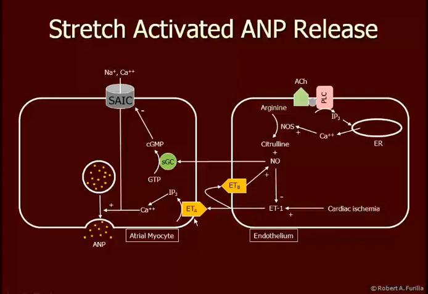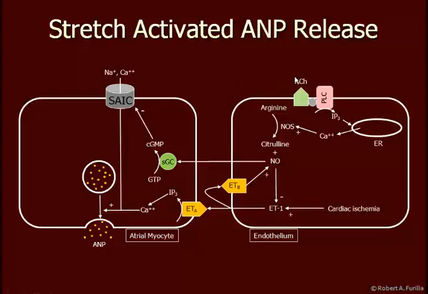Endothelin-1 stimulates an endothelin receptor, and this is a G-protein coupled receptor. I'm only showing it as a big block. IP3 then stimulates calcium release from the endoplasmic reticulum. Endothelin-1 also feeds back and stimulates the endothelial cells to begin the production of nitric oxide, which then inhibits endothelin. So this is a negative feedback loop.